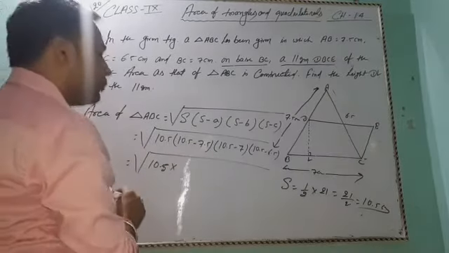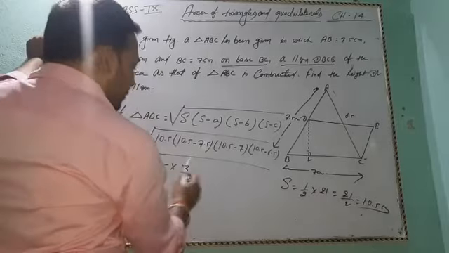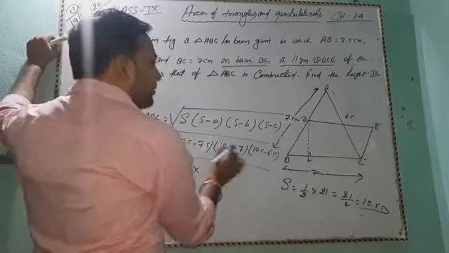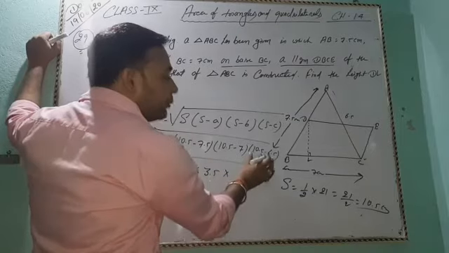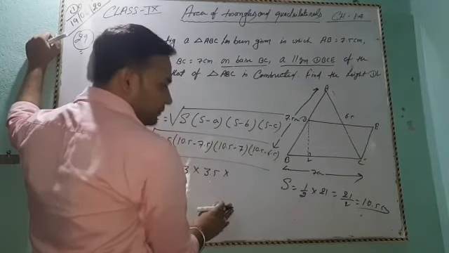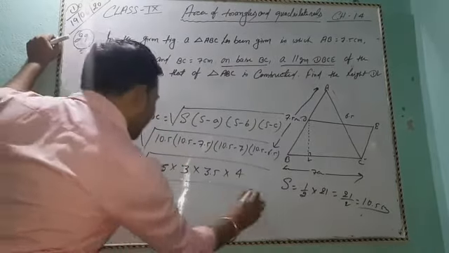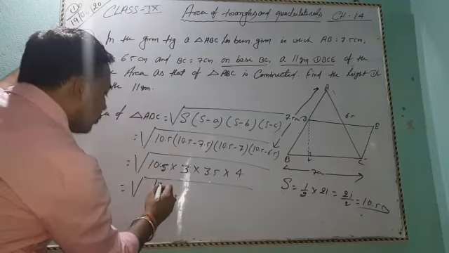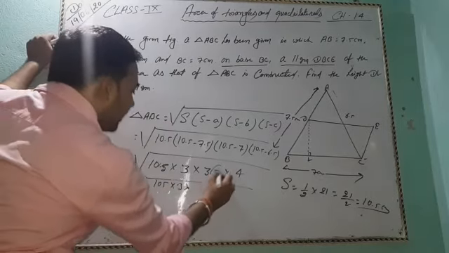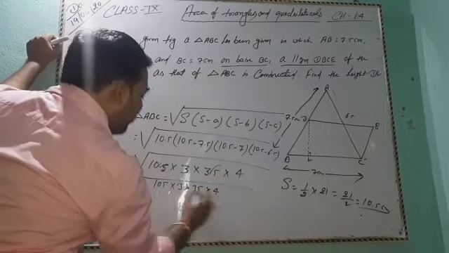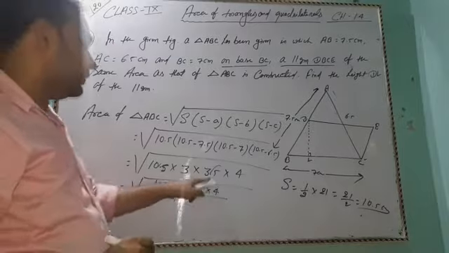10.5 minus 7.5, so 3, multiplied by 10.5 minus 7, 3.5, multiplied by 10.5 minus 6.5, 4. So this implies, removing the decimal point, 105 multiplied by 3 multiplied by 35 multiplied by 4 by 100. Okay, 10 here and 10.